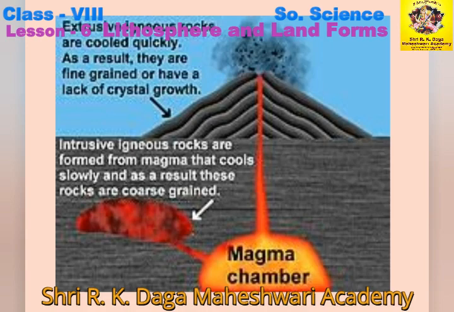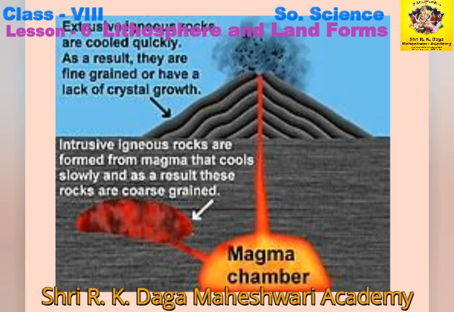Lava cools quickly and forms rocks with small crystals. They are called extrusive igneous rocks. For example, basalt and obsidian are examples of this type of rock. These two types, intrusive and extrusive, belong to igneous rocks.